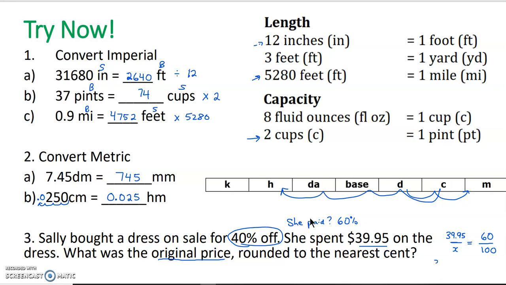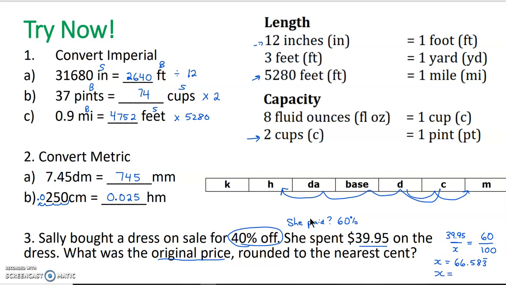So we take our calculator and we multiply 39.95 times 100 and divide by 60. And we're going to get a very big decimal, and we want to round that. So the decimal is 66.583 repeater.